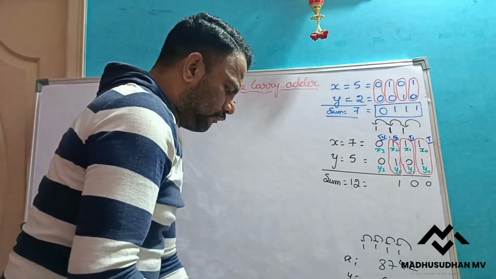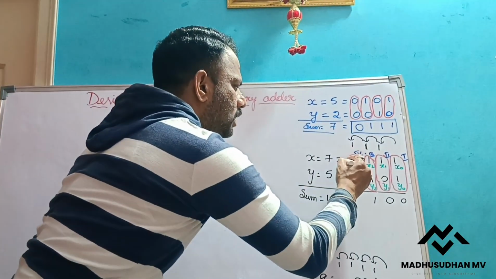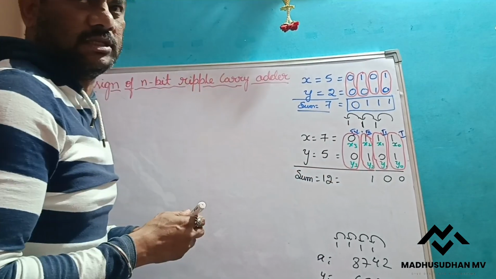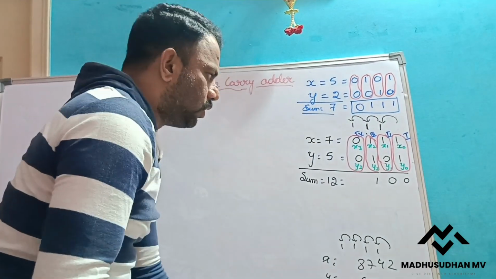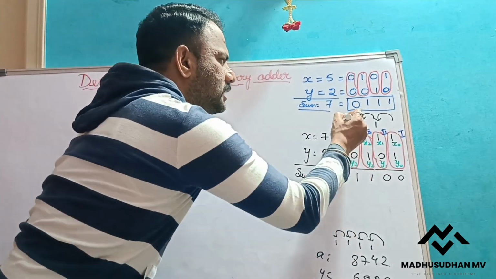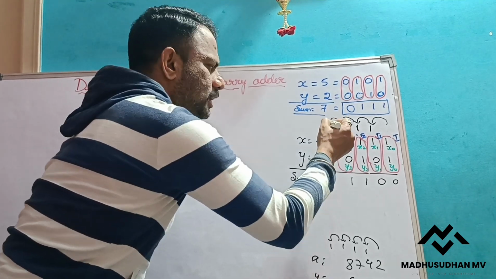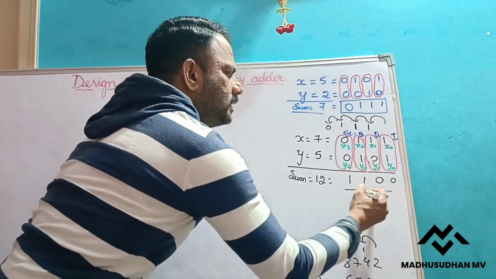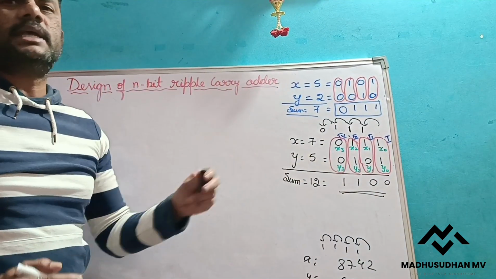Now again, in the fourth stage, I am adding only these two bits. 0 plus 0 is 0, and 0 plus 1 is 1, and this stage is producing a carry of nothing, 0. So this is my sum bit. This is nothing but 12. My answer is coming out correct.